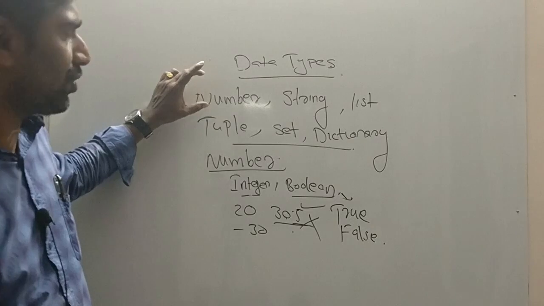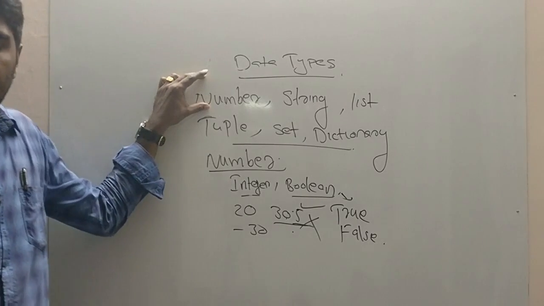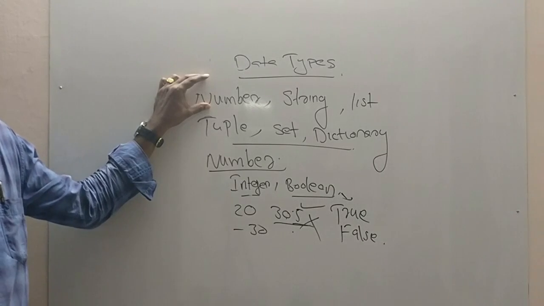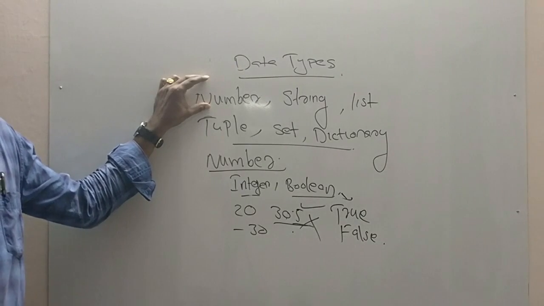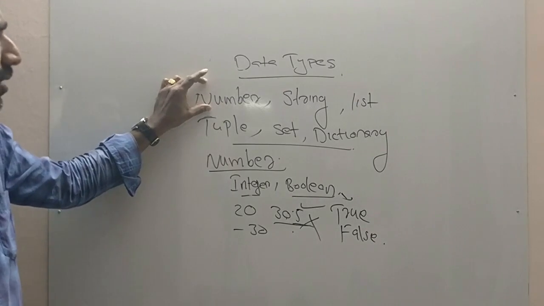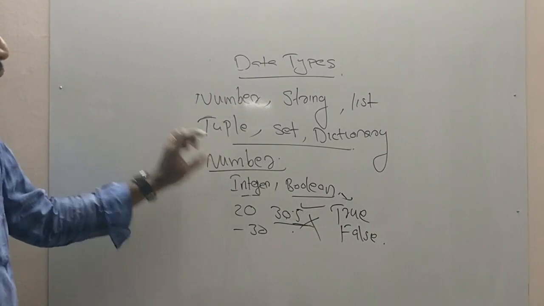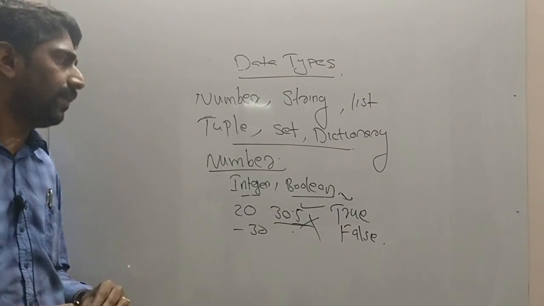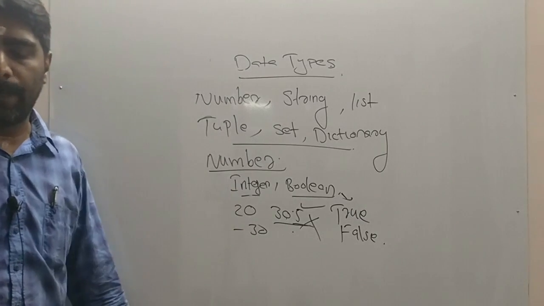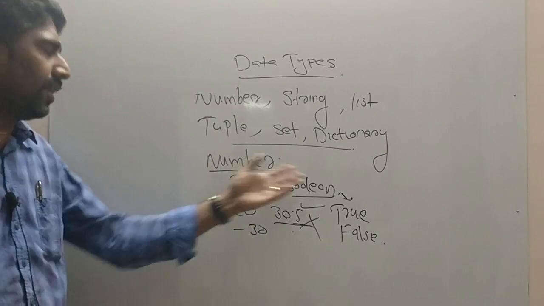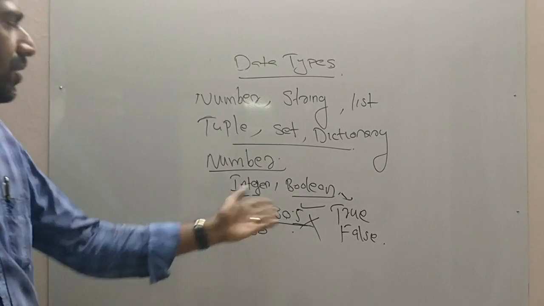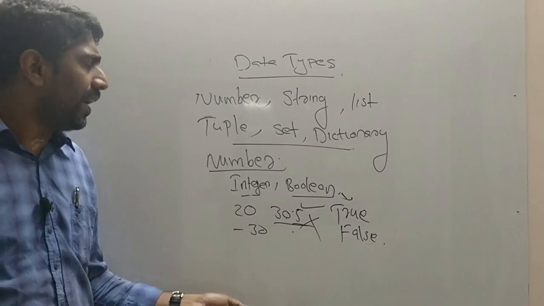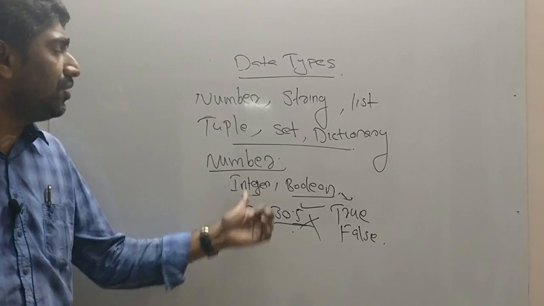So the first one is number. Number means the number data type. Number data types are used to store numeric values. Python classifies the number data types into two: one is integer and another one is bool. Integers are whole numbers without a fractional part, such as 20, 30, minus 30, minus 25. All these are under the integer data type.